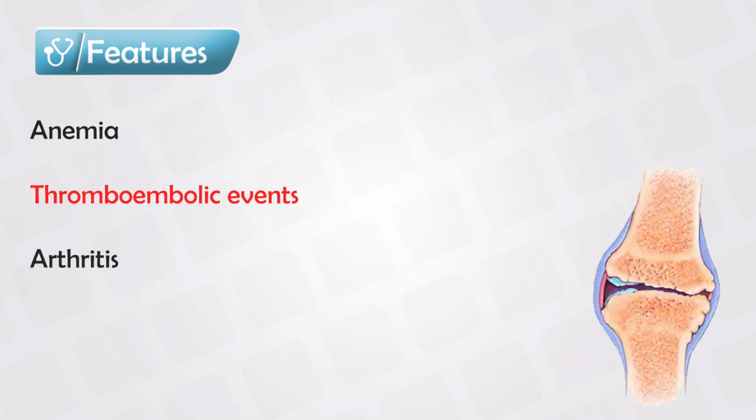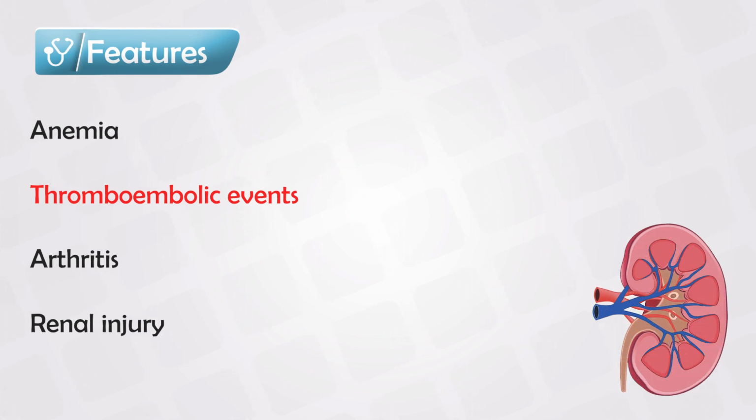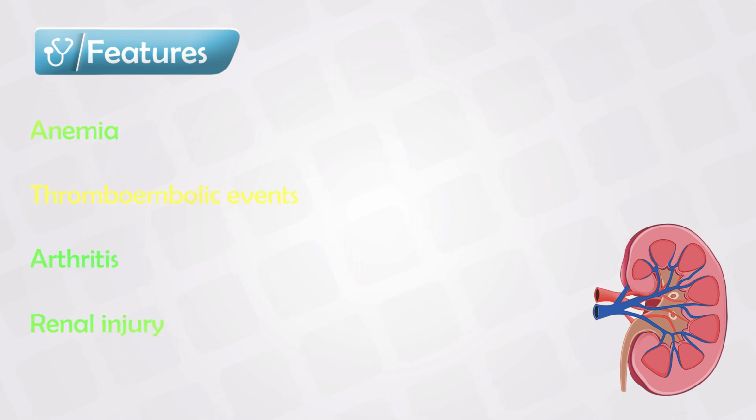Arthritis is also a very common complaint of lupus patients, and this presents as stiffness or pain in the joints. Kidney involvement is also very common, and this is often a life-threatening and acute problem.